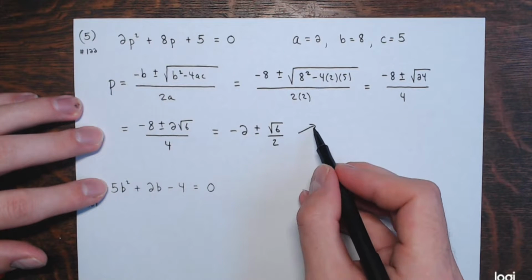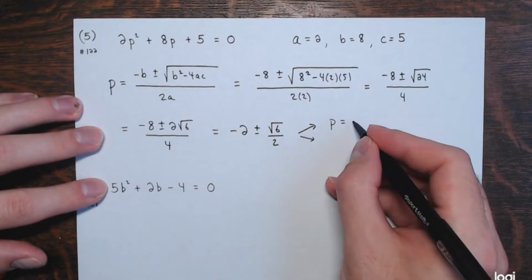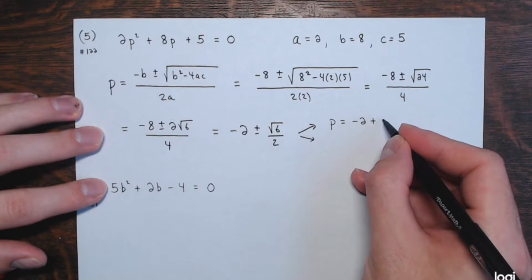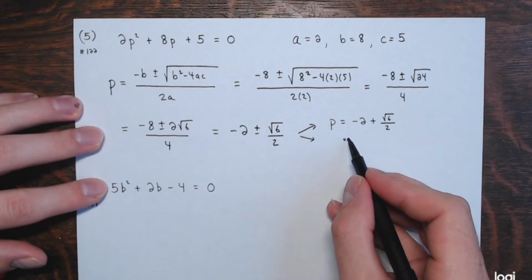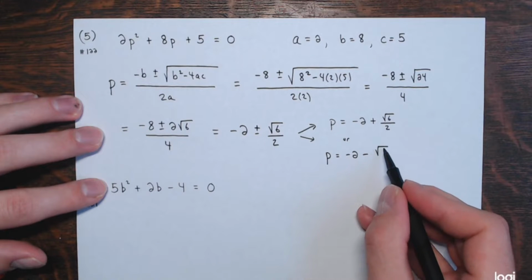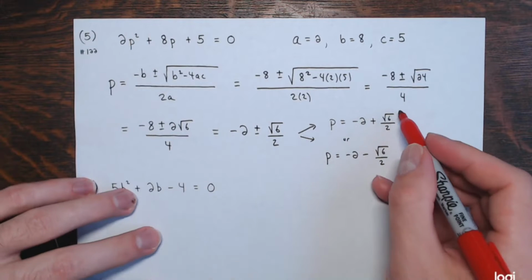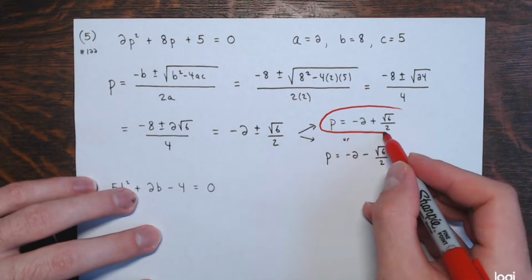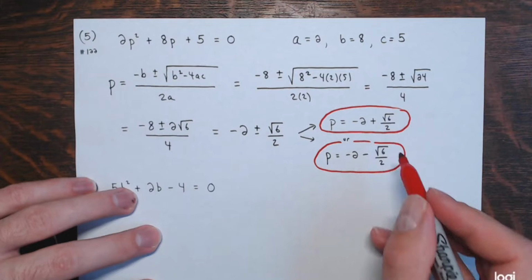All right, so my two solutions here, one of them is p equals negative 2 plus half the square root of 6, right? The square root of 6 divided by 2. And the other one is negative 2 minus the square root of 6 divided by 2. Right? And these should work, right? You can use a calculator or do it by hand, but plug these into the equation for p and they should satisfy it.